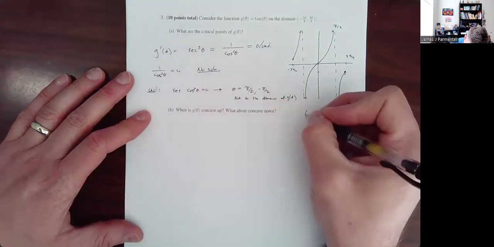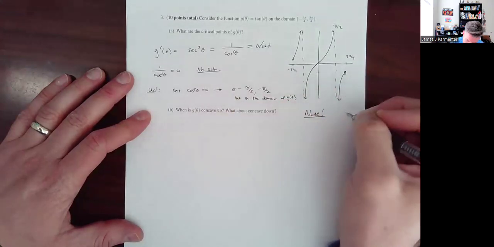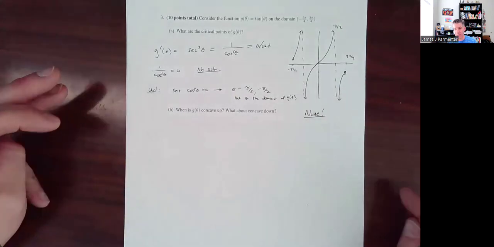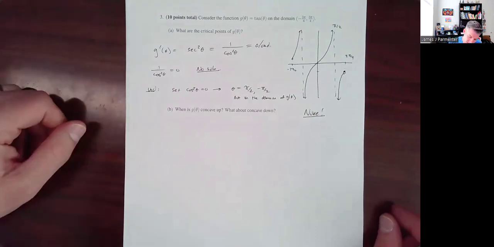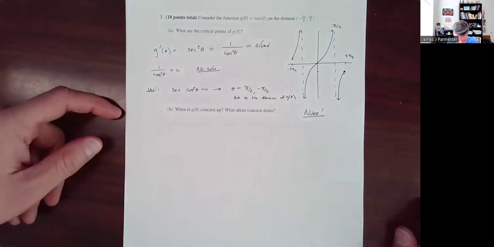the answer is none. There are no critical points, which I think is a terrible answer, or I think it's a terrible question to ask. Find the critical points. There aren't any. I don't love that, but that's my bias.